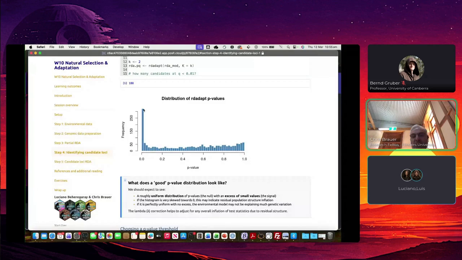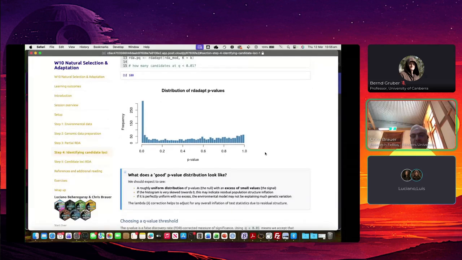Sometimes you might end up with more of a curved distribution, skewed towards the left, and that's often an indication that population structure is still impacting your data, and perhaps you need to relook at how you are controlling for that. Not just that, but that's a common thing that can show up.